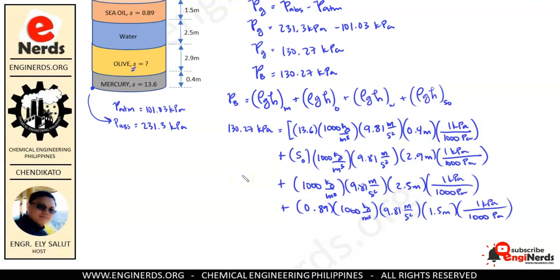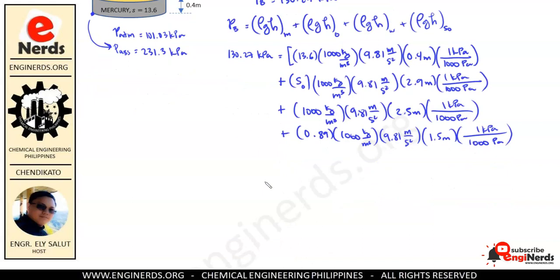So we'll not be worried about the dimension, no? Because we know that everything is consistent, no? Okay, so now let's try to solve this. We have on the left side of our equation 130.27. And this is equal to 13.6 times 1,000 times 9.81 times 0.4 divided by 1,000. This is equal to 53.366. Then plus the specific gravity of oil, or olive I mean, times 1,000 times 9.81 times 2.9 divided by 1,000.